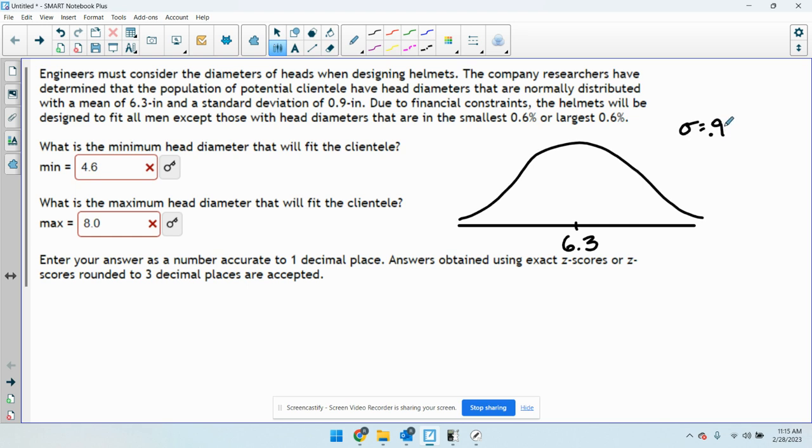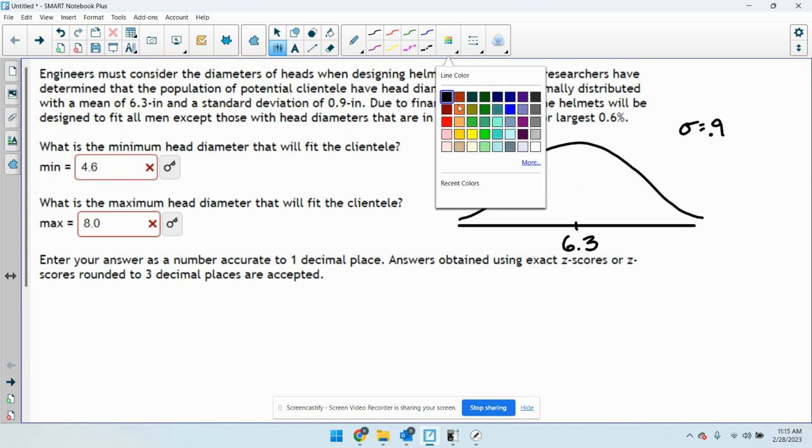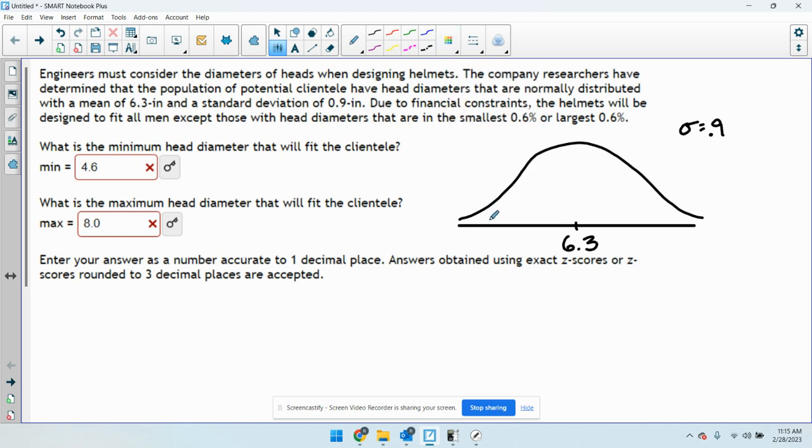Due to financial constraints, the helmets will be designed to fit all men except those with head diameters that are in the smallest 0.6% and largest 0.6%. So we're not going to include the bottom 0.6%, which would be 0.006 written as a decimal, or the top 0.6%. So what is the minimum head diameter that will fit the clientele?